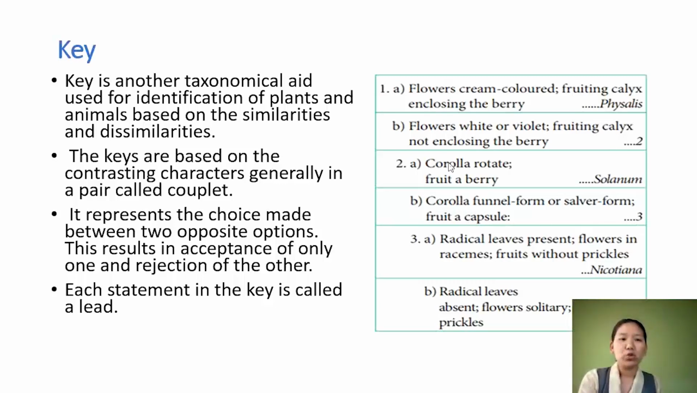So in these keys, each statement is a lead, and these leads are contrasting, and these two statements together we call a couplet. You choose one of them, and then you have to move according to the guide given. This helps in proper identification of your plant or animal specimen, and of course also the classification. The key here is given for a genus, so different keys are required for different taxa.